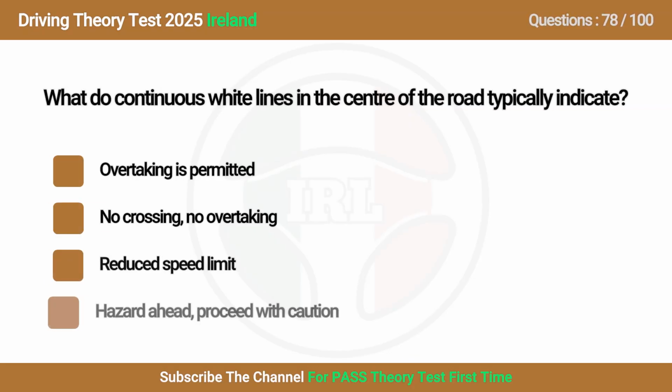Question 78. What do continuous white lines in the center of the road typically indicate? A. Overtaking is permitted. B. No crossing, no overtaking. C. Speed limit. D. Hazard ahead, proceed with caution.